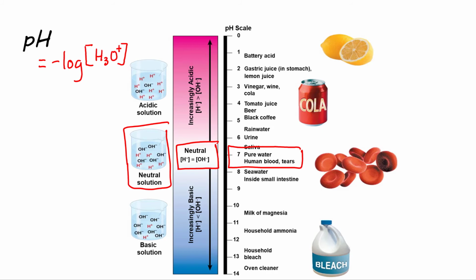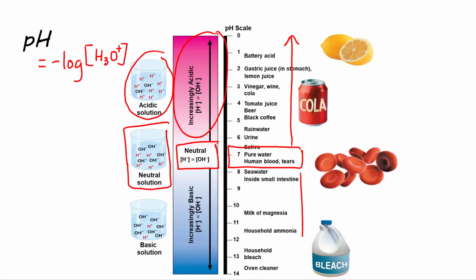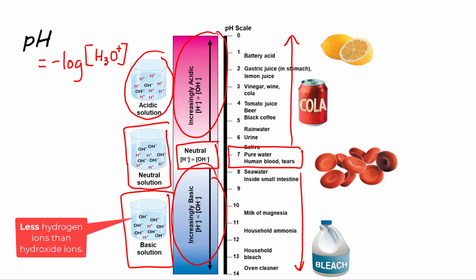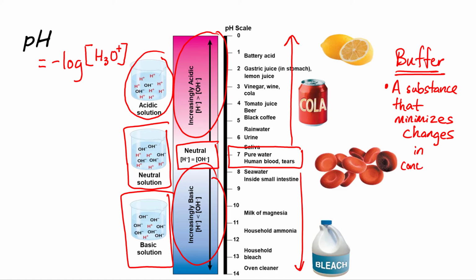Notice that as pH decreases from 7 to 0, the number of hydrogen ions is increasing, making the solution more acidic. As pH increases from 7 to 14, the number of hydrogen ions is decreasing, making the solution more basic. The internal pH of most living cells is close to 7. Therefore, maintaining the pH level of the environment is important for living organisms. A buffer is a substance that minimizes changes in concentrations of hydrogen ions and hydroxide ions in a solution.